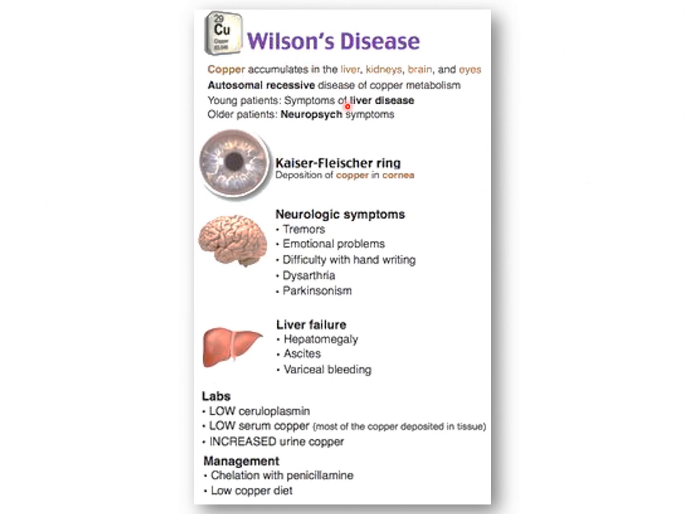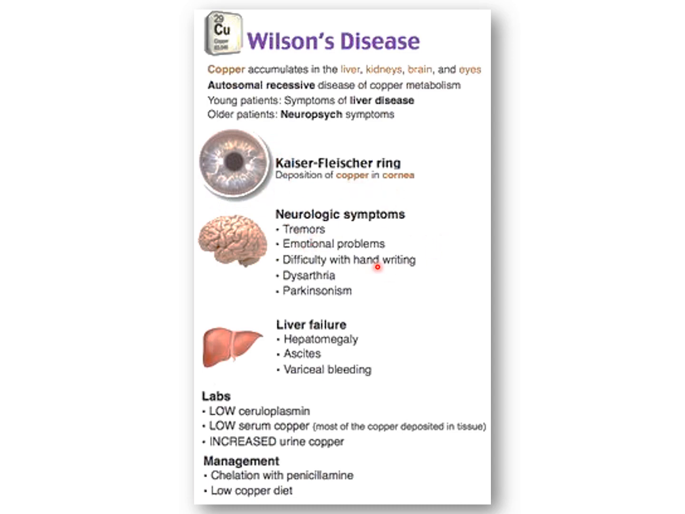So, Wilson's disease. Copper accumulates in the liver, kidney, brain and eyes. It is an autosomal recessive disease of copper metabolism. Young patients have symptoms of liver disease and older patients have neuropsychiatric symptoms. So, Kaiser-Fleischer ring, deposition of copper in the cornea. So this is a Kaiser-Fleischer ring.